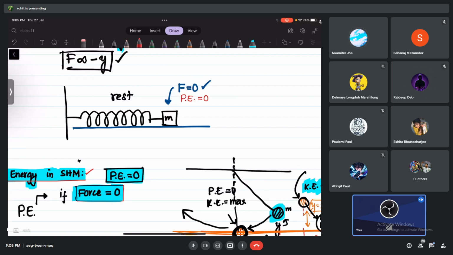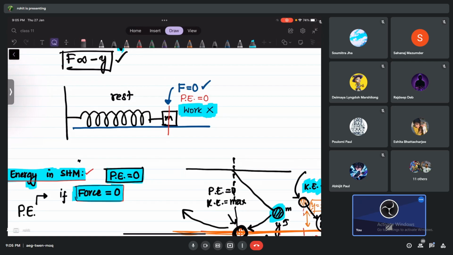Zero. Because in this position, if I keep the mass on the spring, can it do any work or can it not do any work for us? Cannot do any work. What does it mean? Cannot do any work means it cannot oscillate. It doesn't have kinetic energy, also no potential energy. It doesn't oscillate, nothing, right?